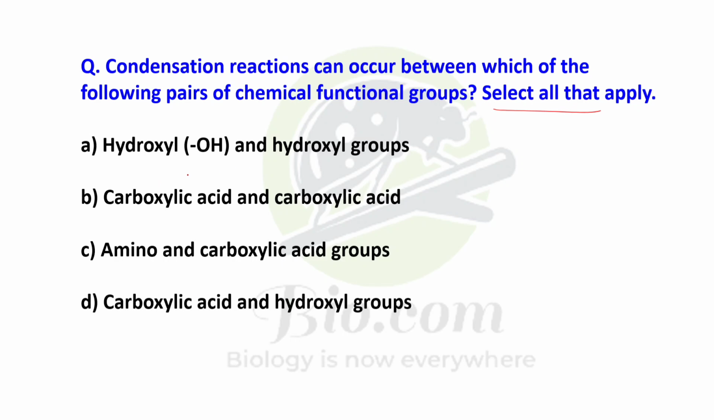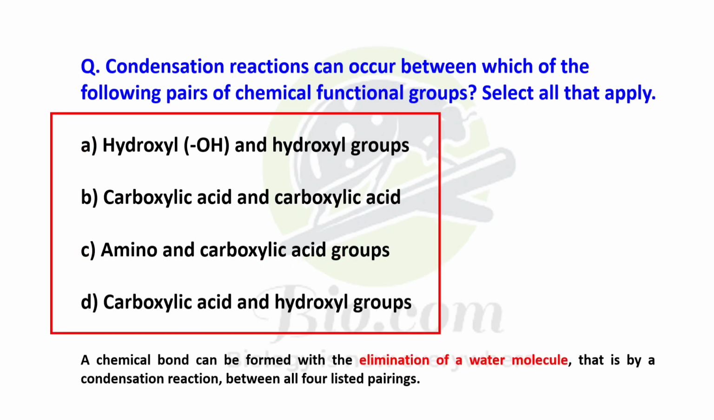So a condensation reaction can also occur in between an OH and an OH group, a carboxylic and a carboxylic acid group. So दो हाइड्रोक्सिल के बीच में भी बन सकता है कंडेंसेशन रिएक्शन, दो कार्बोक्सिलिक के बीच में भी हो सकता है, एक अमीनो एंड एक कार्बोक्सिल के बीच में भी बन सकता है, एंड एक कार्बोक्सिल एंड एक हाइड्रोक्सिल के बीच में भी बन सकता है. यानी कि ये चारों ही ऑप्शंस क्या हैं? ये करेक्ट हैं. All these four options are correct.